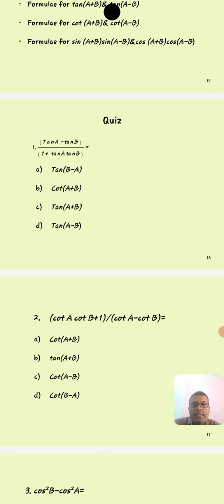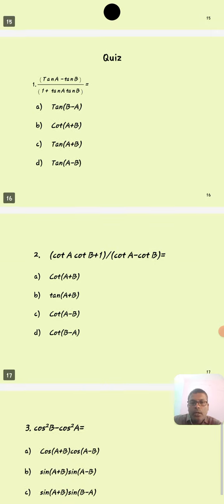Now we see the quiz. First question: tan a minus tan b divided by 1 plus tan a into tan b. This is the formula. What is the suitable formula? Option A, tan of b minus a; option B, cot of a plus b; option C is tan of a plus b; option D, tan of a minus b. Here what is the option? Option D is the right answer. What is the formula of tan of a minus b? Tan a minus tan b divided by 1 plus tan a into tan b.